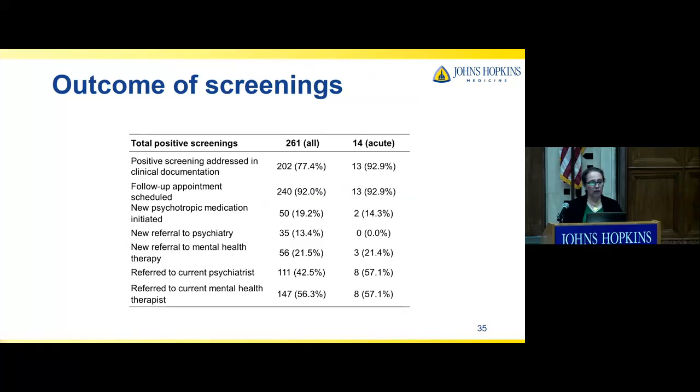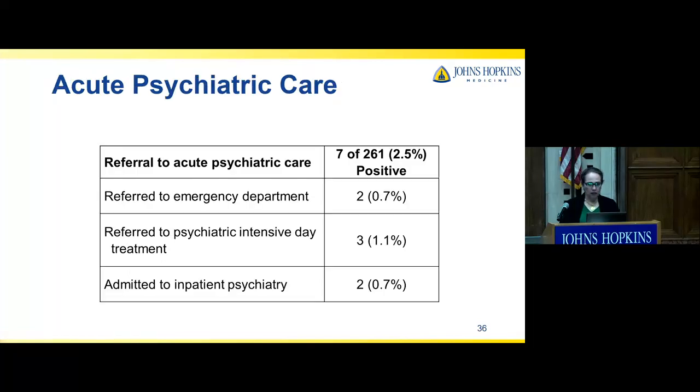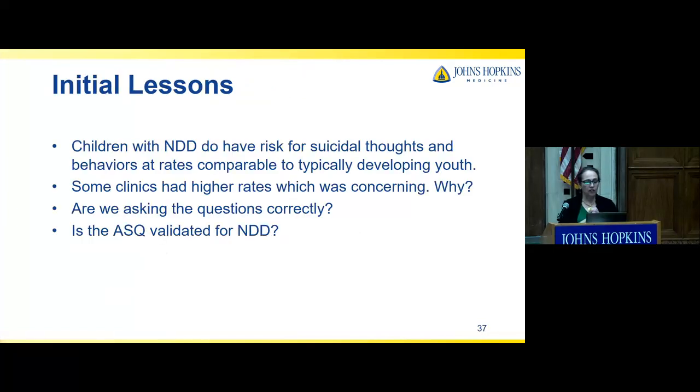Now, the outcome of the screenings showed that of 261 total positive screenings, 14 of them were acute. These 14 children were referred to a higher level of care. Now, 7 of these 14 who screened positive for acute ideation were verified as acutely suicidal on the clinical exam and completion of the BSSA. 2 of the 7 were referred to the emergency department, 3 went to an intensive day treatment program, and 2 were admitted to inpatient psychiatry. And again, not every positive ASQ means it is an emergency or needs a hospitalization.